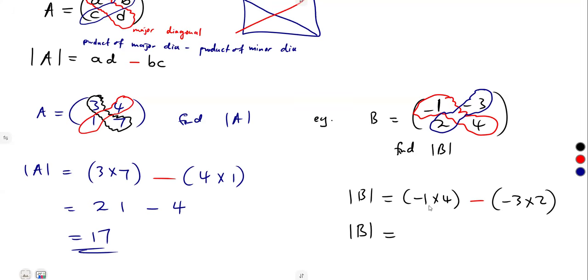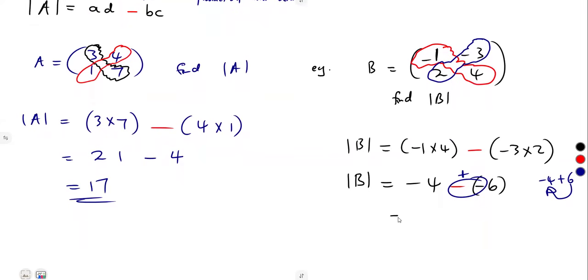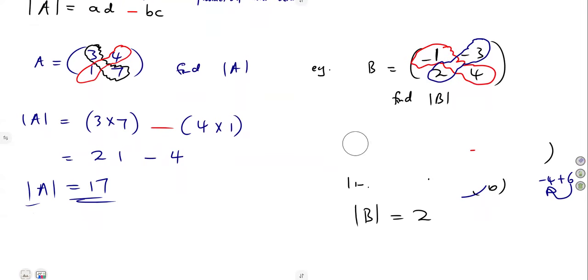So -1 times 4, that's -4. We subtract -3 times 2, which is -6. Take note, we've got a minus and a minus, so that is going to give us a positive. -4 plus 6 simply means 6 minus 4. So 6 minus 4, that's 2. So that's the determinant of matrix B that you have obtained. And the first one was the determinant of matrix A.